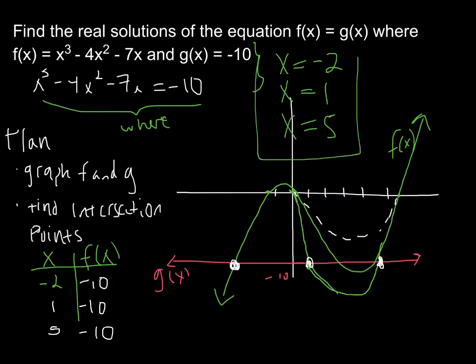What does it mean for them to be equal? It means they have the same value, or in other words, they're in the same exact place. So for any of these x values, negative 2, 1, and 5, the functions will intersect.